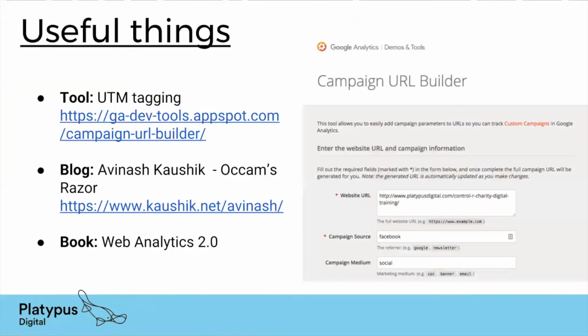Here are some useful things. I talked about UTM tagging earlier. I went over that very quickly, but Google's URL campaign builder is really useful for easily creating tagged URLs to help with your tracking. We really like Avinash Kaushik's blog. He works at Google and he's always got some really interesting insights, so check that out. He's also written a book called Web Analytics 2.0. Again, a really good read if you're really interested in analytics.